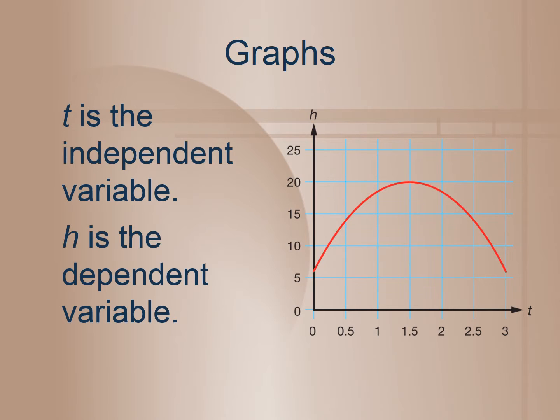Since there are an infinite number of points in this relation, the domain and range are going to be listed a little bit differently. Notice that the domain, or the possible x values, are anything between 0 and 3. And the y values, or your h values, are anything between 6 and 20.